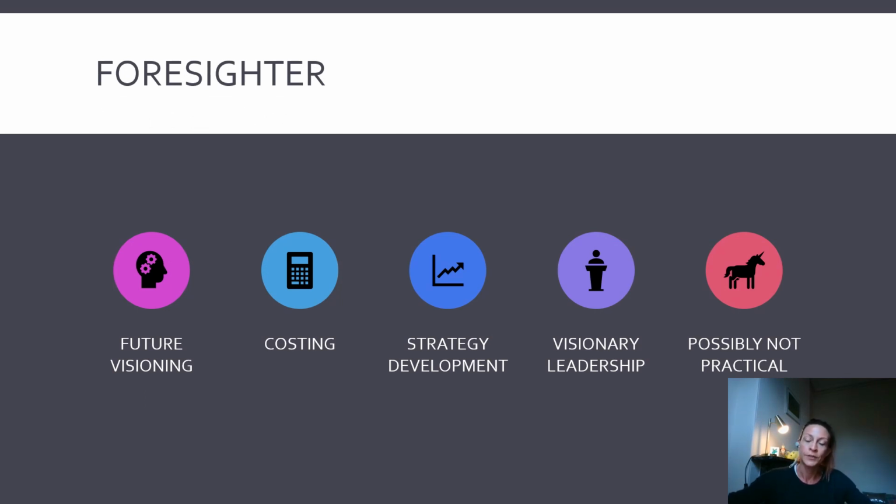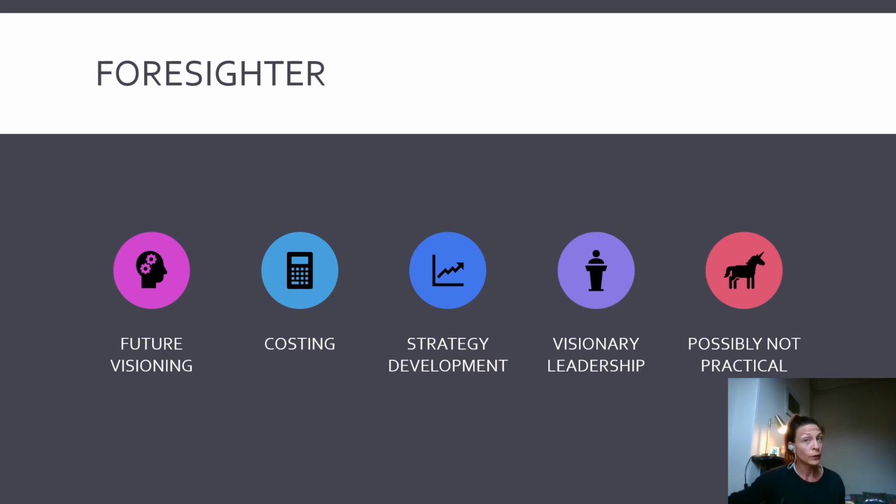A foresighter is also becoming increasingly important. So these are the individuals around the public administration table who are really into future visioning. They're looking at the trends. They're looking at what's coming next. They're often quite concerned with costing and strategy development, and they will usually provide this kind of visionary leadership. So this is what we could be doing. This is where we need to get to.